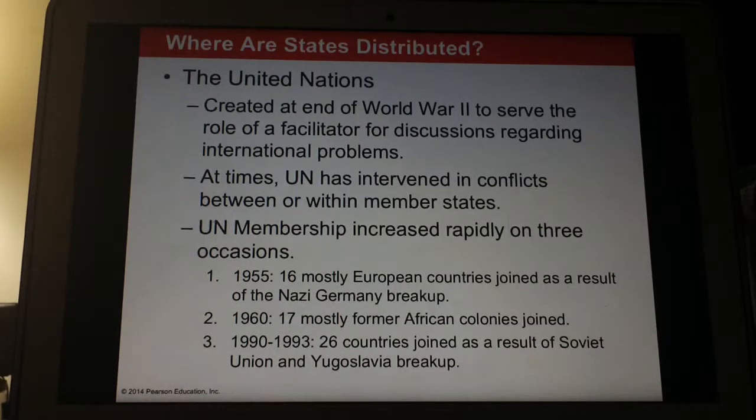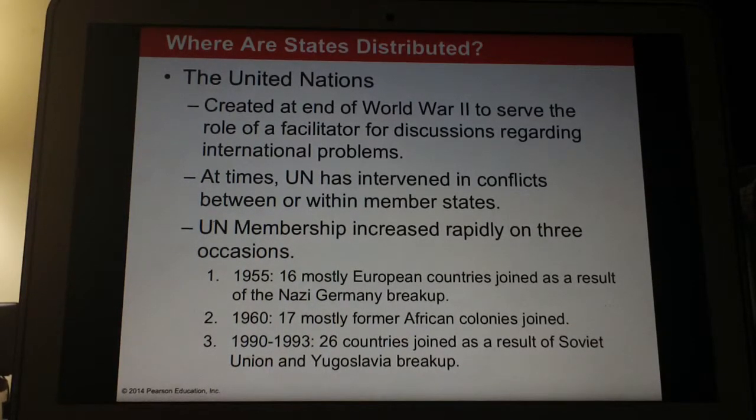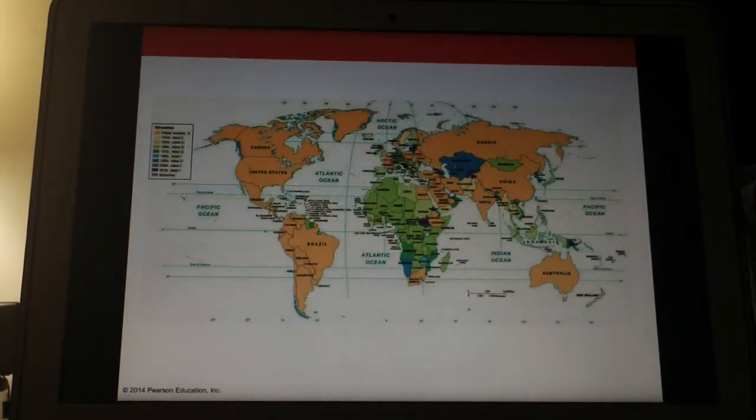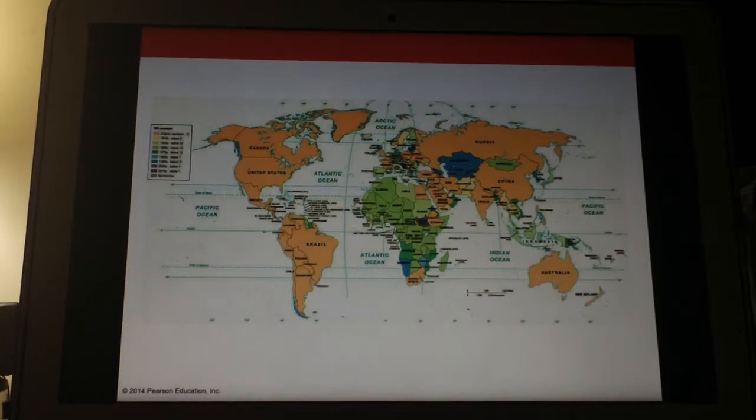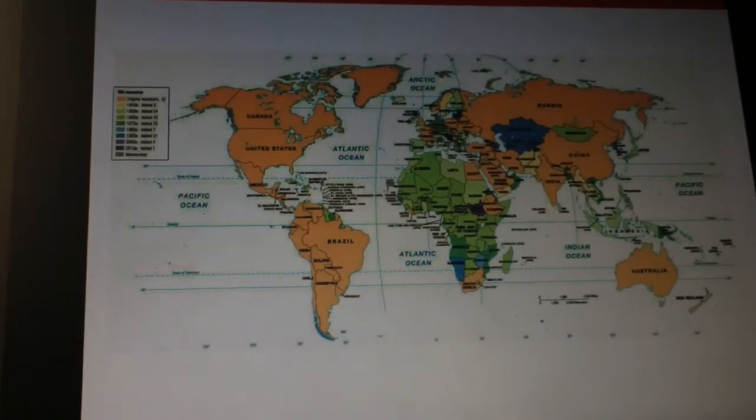And then the third time was between 1990 and 1993, when 26 countries joined as a result of the Soviet Union and Yugoslavia breaking up. So those countries became independent and joined as separate nations. So what you can see, maybe, I can barely see, so let me see if we can get closer here.